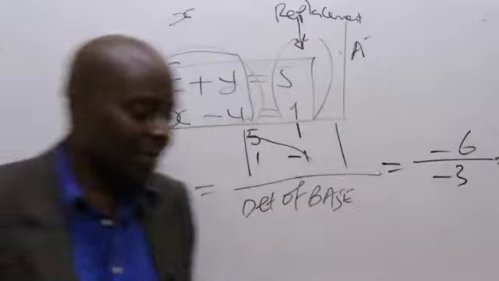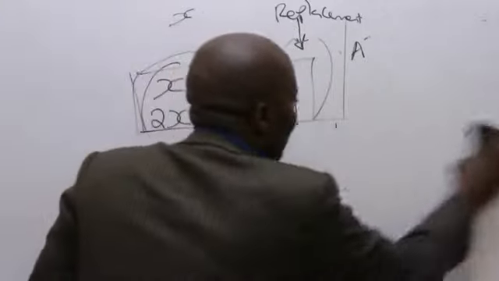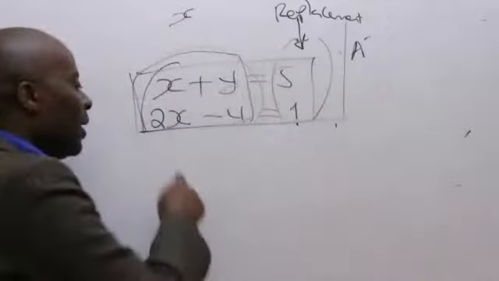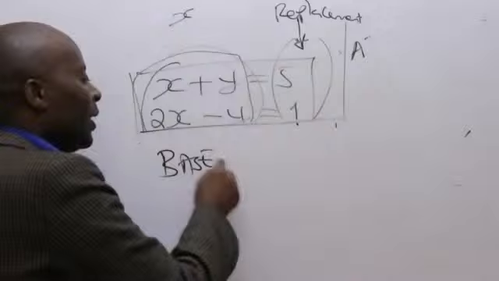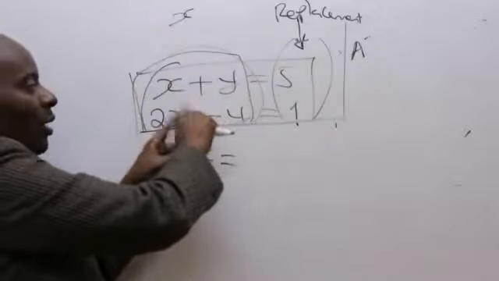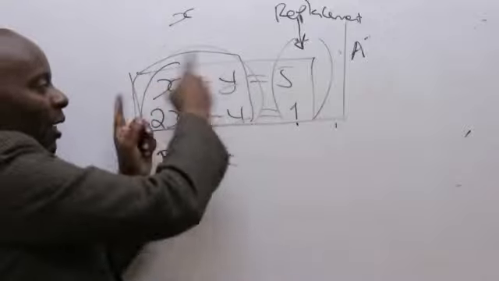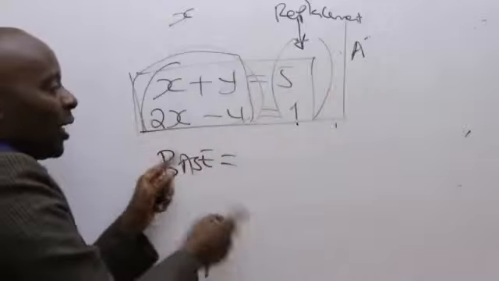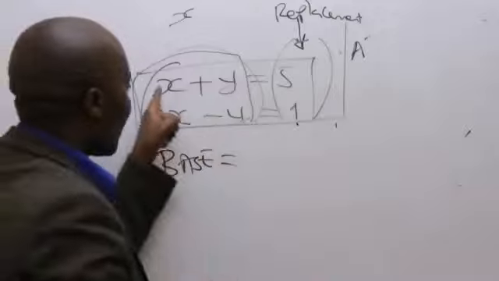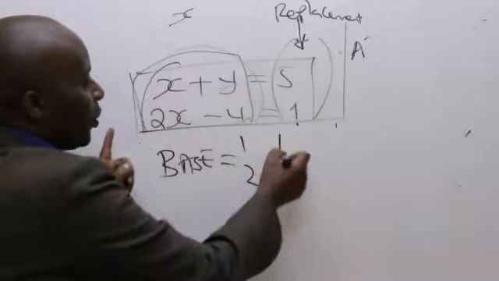Determinant of the base matrix. Remember, when we began this, we started by defining the base matrix. And the base matrix, we said, is constituted by what here? The coefficients of the unknowns, the coefficients of x and y, those numbers that come before x and y. So like now here, I can see the first column is 1, 2, and the second column is 1 and minus 1.